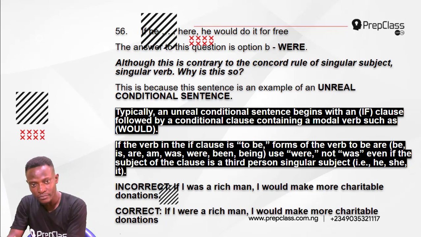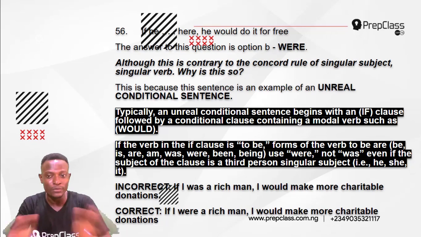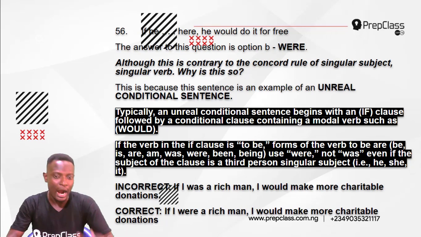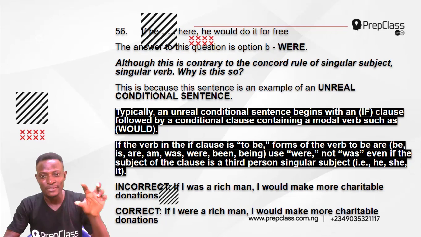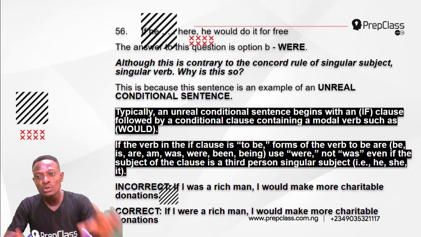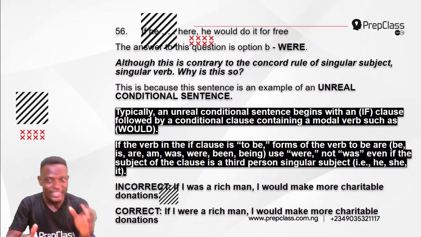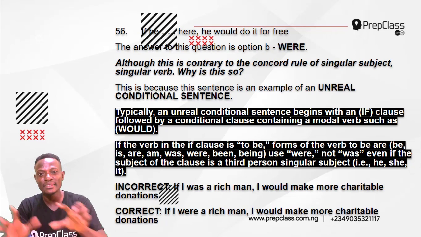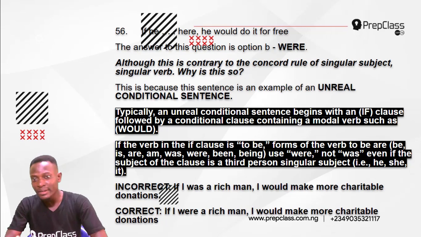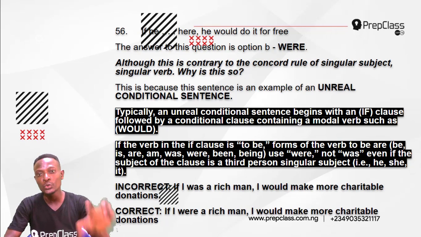We have would here. So if the verb in the if clause is to be, that is, if the verb in the if clause is a form of the verb to be, we have 8 forms of the verb to be. We have be, is, are, am, was, were, been, and being. If the verb in the if clause is a form of the verb to be, we are to use were, not was, even if the subject of the clause is a third person singular subject like he, she, or it. Now, in this sentence, the verb required has to be what? A verb with the form of to be. A to be verb. And we said we have to use were, not was. So the answer is, if he were here, he would do it for free, not if he was here.